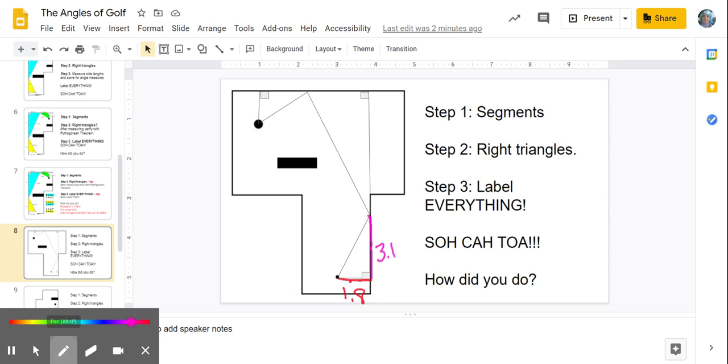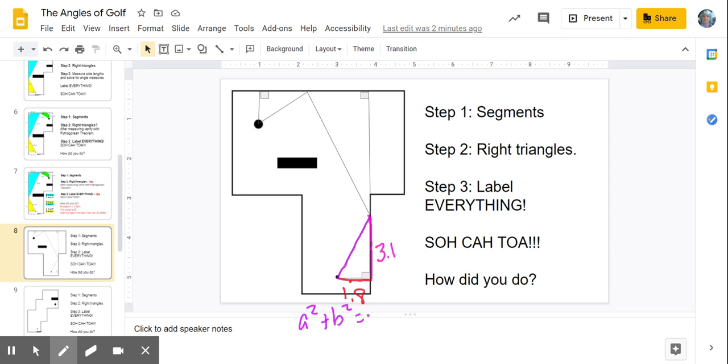So how do I find the hypotenuse? The purple side. A squared plus B squared equals C squared. So in your calculator, you want to do 1.8 squared plus 3.1 squared.